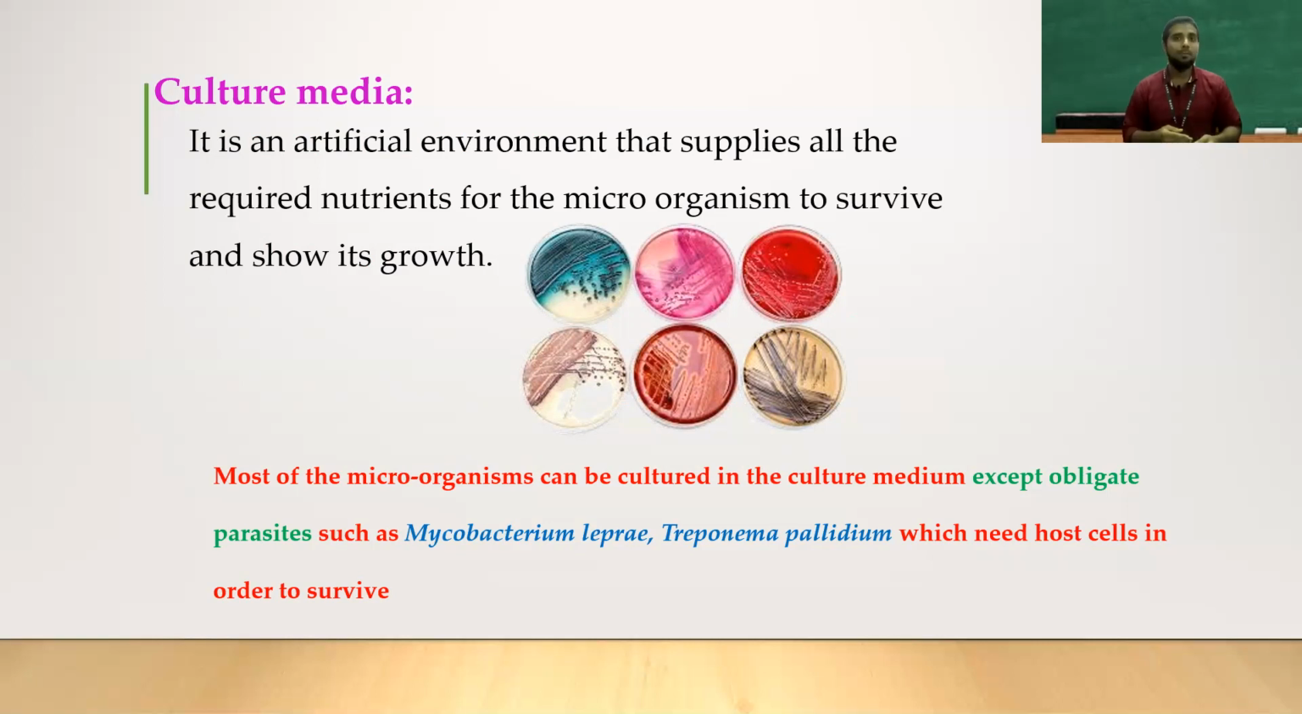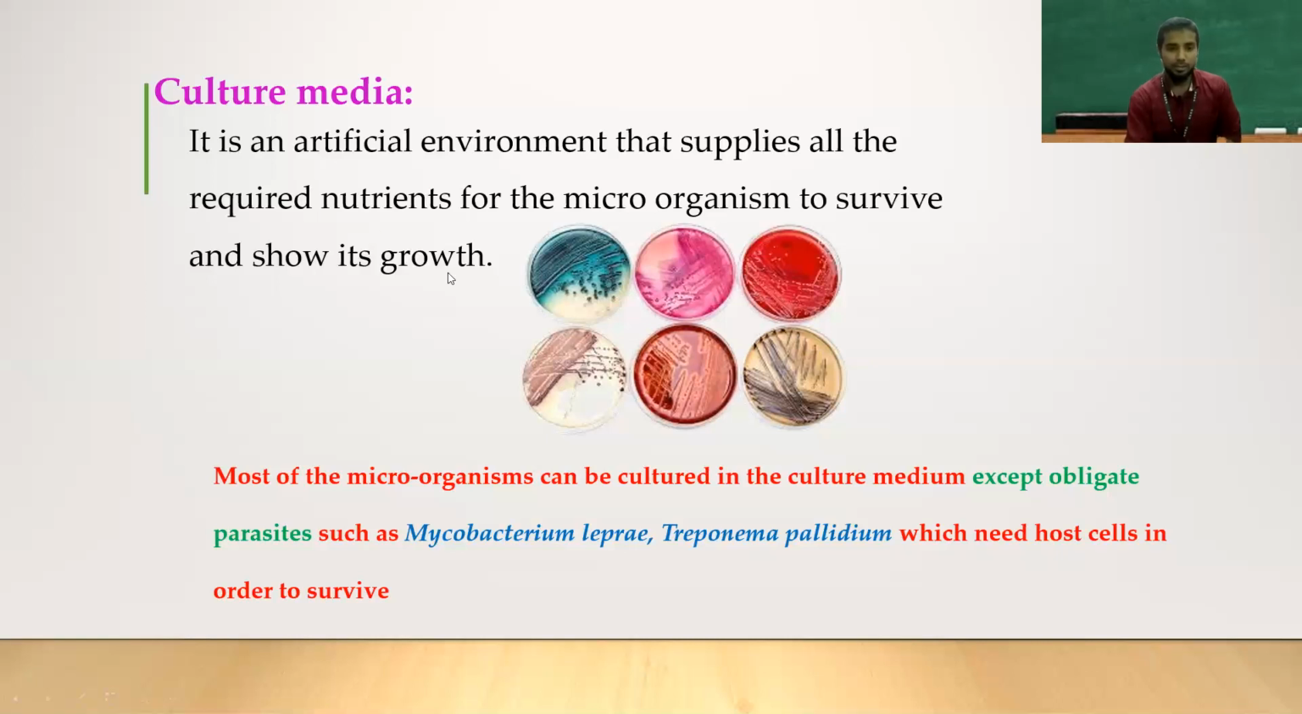In the same way, microorganisms need some nutritional medium. And how do they get the nutritional medium? We need to provide certain nutrients or vitamins in order for the microorganism to grow. So we are making the nutrient medium, right? So it is an artificial medium. Whatever is from nature is natural, and whatever we create will be artificial, right? So we can define culture media as an artificial environment that supplies all the required nutrients for the microorganism to survive and show its growth.